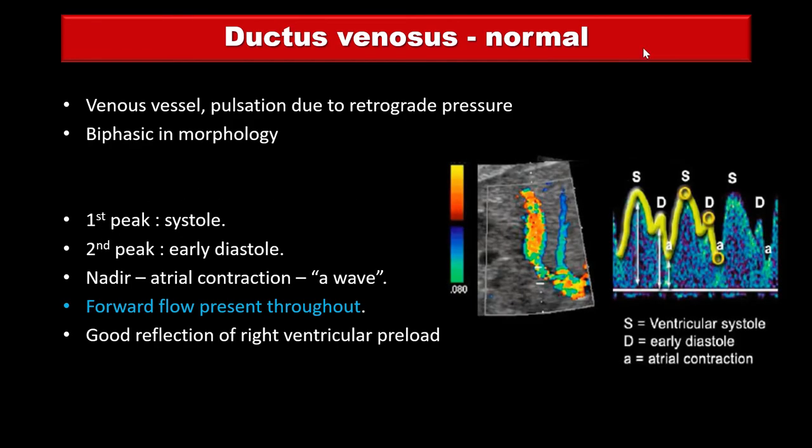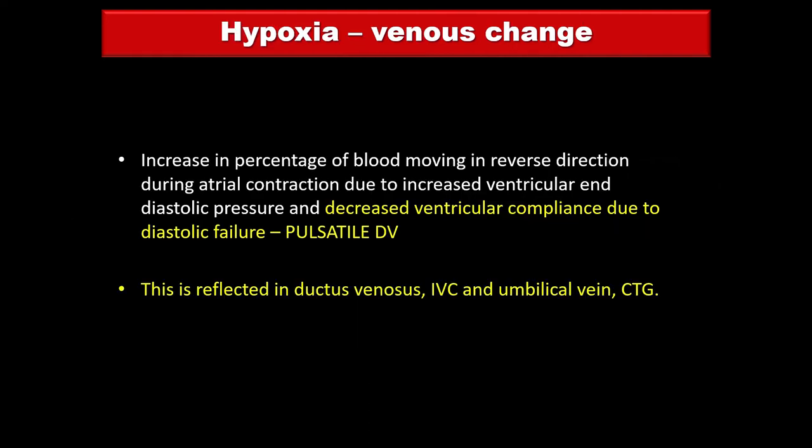And that is the waveform of the ductus venosus. The S wave corresponds to ventricular systole, and D and A waves correspond to ventricular diastole, and the A wave corresponds to atrial contraction. And the A wave reduces and even reverses if the right ventricular preload increases because of the right ventricular decreased compliance. So the ductus venosus will become pulsatile with absent or reversal of A wave in case of decreased ventricular compliance due to diastolic failure.